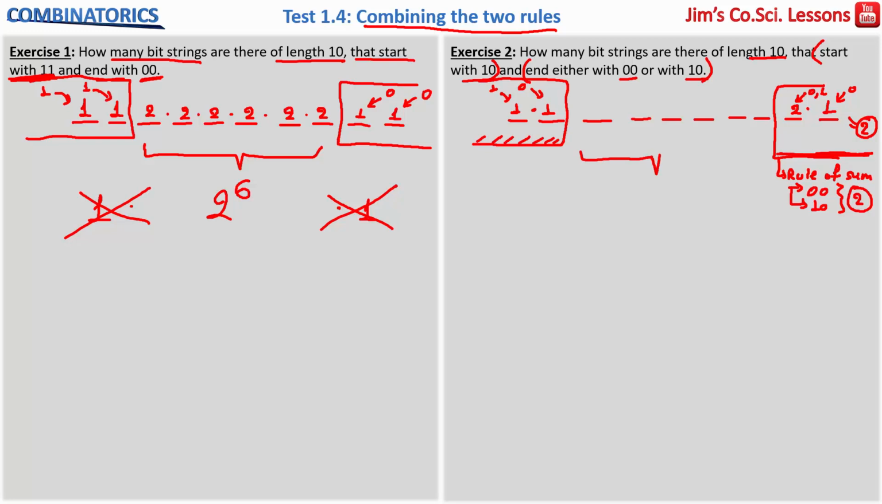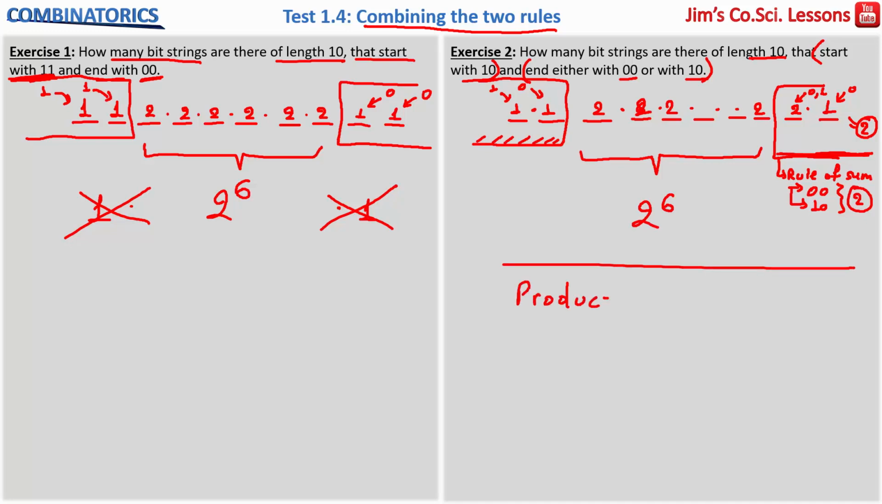And then we have the middle spots. Here there are 2 options for each of these spots, so 2 times 2 times 2, a total of 6 times, so 2 to the power of 6. My final solution is to apply the rule of product, so it is 2 times 2 to the power of 6.